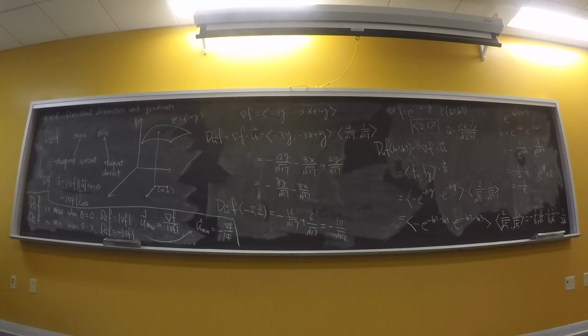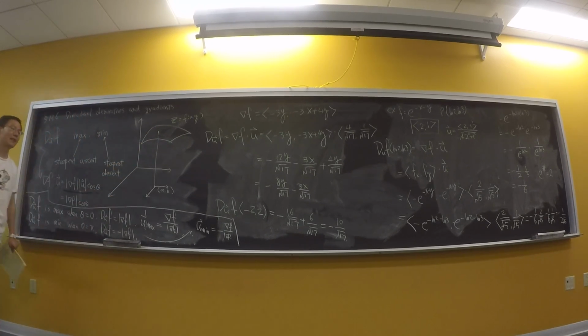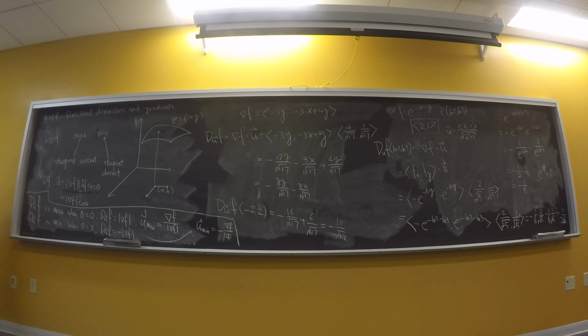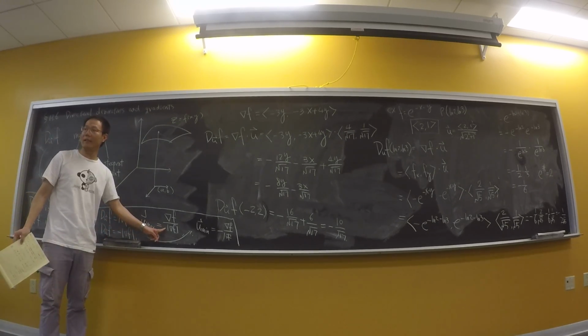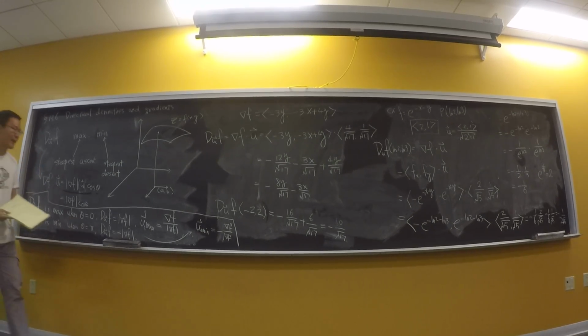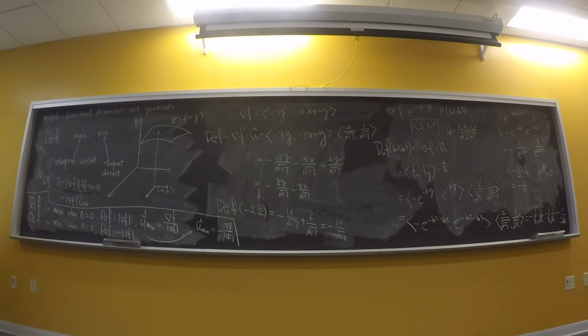So if you're sitting at this point and you want to go high, you want to increase your function value, the direction to move in order to get high as quickly as possible is the direction of the gradient vector. If you want to decrease the function value as quickly as possible, you go in the opposite direction. The function value will definitely decrease, and it will decrease in the fastest way.